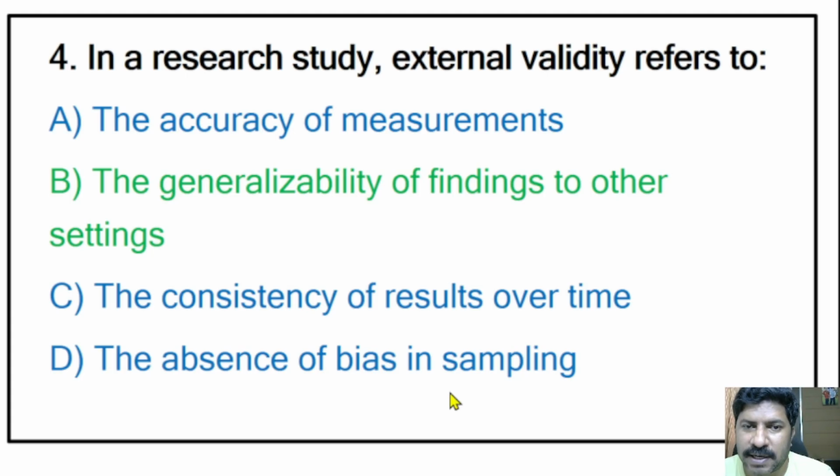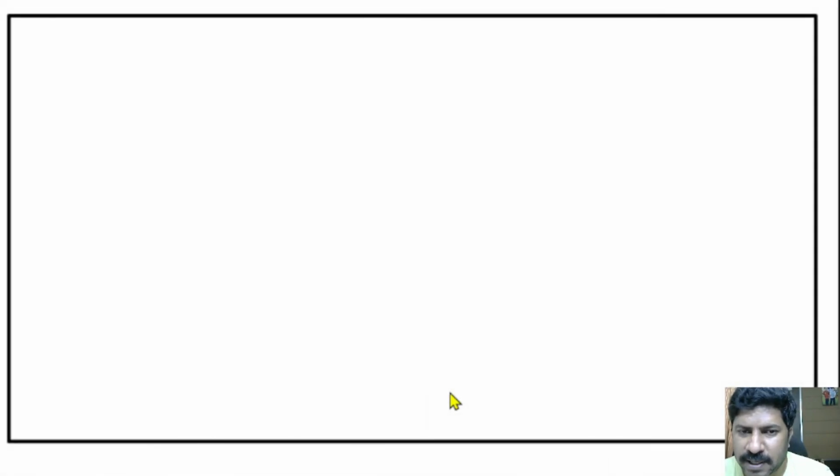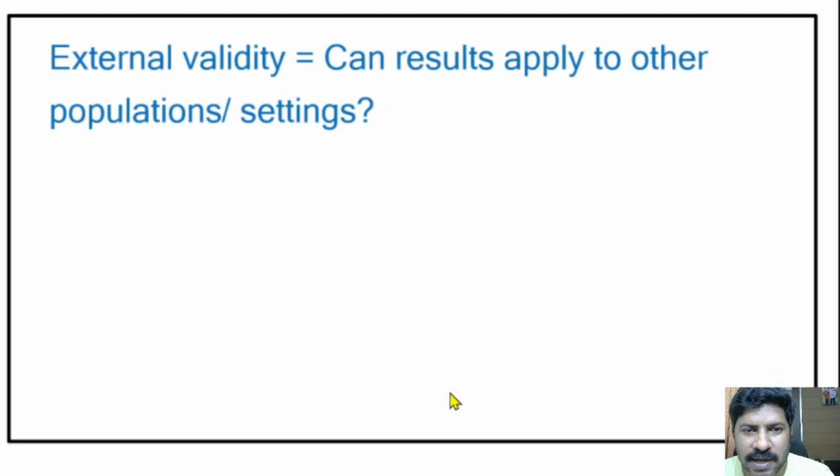There is also internal validity. Internal validity means we can apply it only in that particular study. External validity means the results can be applied to other populations or settings. It refers to the extent to which the study's findings can be generalized to other settings, populations, times or situations outside the study sample. In simple terms, it answers the question: can the result be applied beyond this particular study?